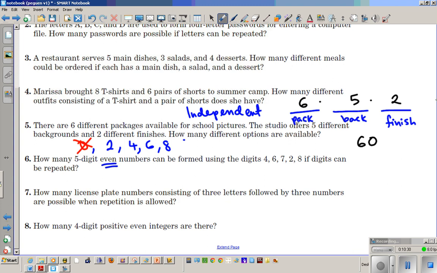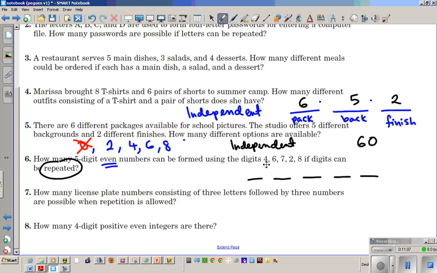So let's make our spots. We have 5-digit numbers, so we have 1, 2, 3, 4, 5. Is this dependent or independent? Since you can repeat, this is independent because it doesn't change. There's no effect because repetition is possible. Independent. All right, so for the first position, it doesn't matter. It's only the last digit that matters, if the number is odd or even.